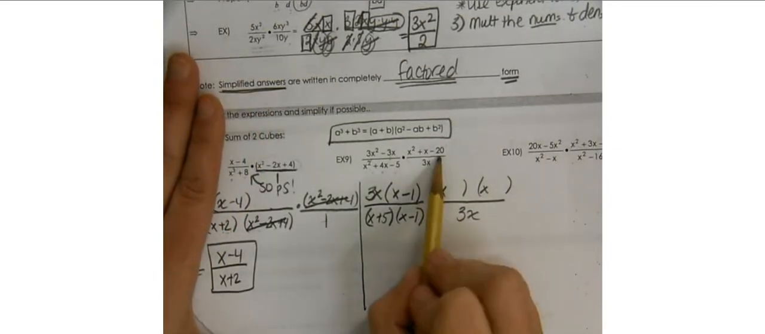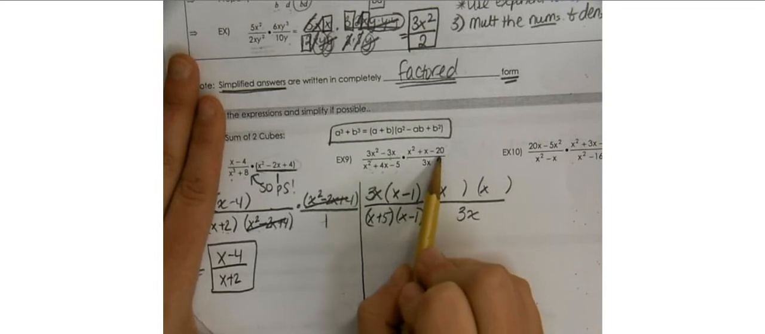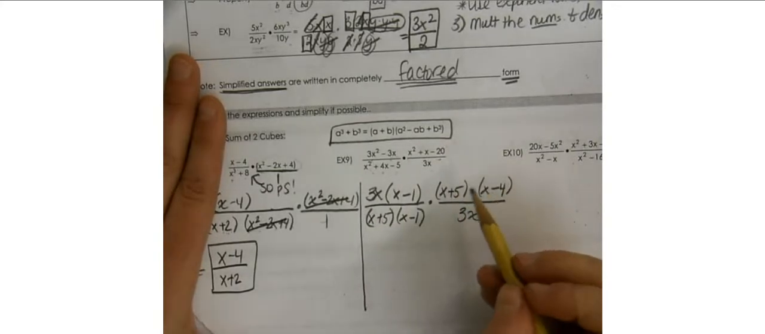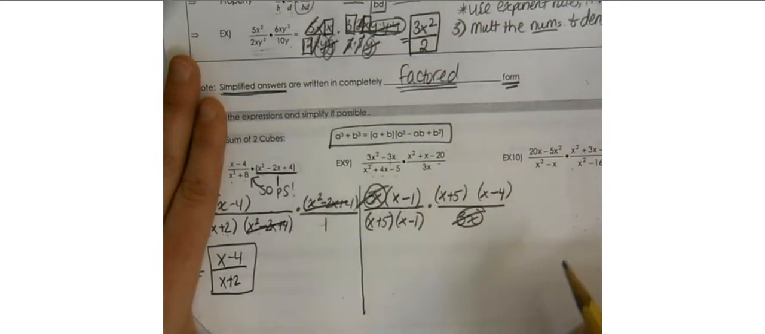This is all over 3x. So x squared, I'm going to split that apart into an x and an x. And I'm going to ask myself what two numbers when multiplied together equal -20, but together add to equal a +1. And that's going to be a +5 and a -4. So now I'm going to identify anything that is in common or anything that is in the numerator as well as the denominator. And I see that we have a 3x in the numerator and a 3x in the denominator, so that whole piece is going to eliminate.